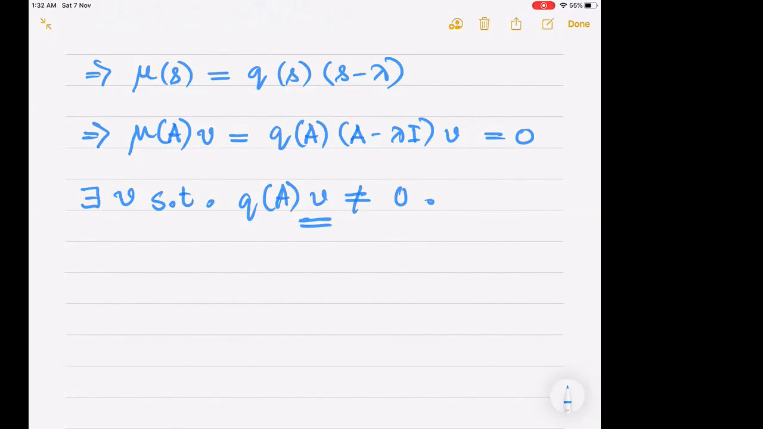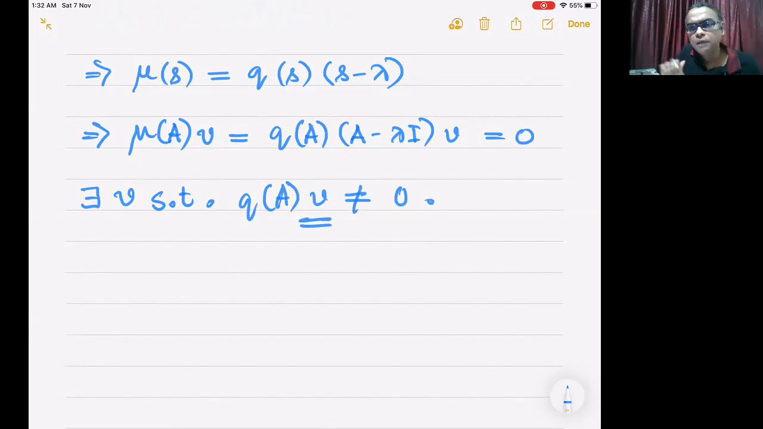Suppose not, what would have happened? So listen carefully. If q(A) v were 0 for all v, then q(A) would have been the 0 operator. But if q(A) is the 0 operator, then it's an annihilator. But what is the degree of q? The degree of q is strictly less than the degree of mu because q is a factor and there is a non-trivial factor s minus lambda sitting there. Degree of q certainly is strictly less than degree of mu, isn't it?